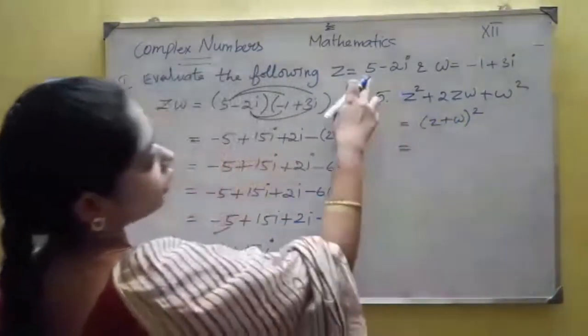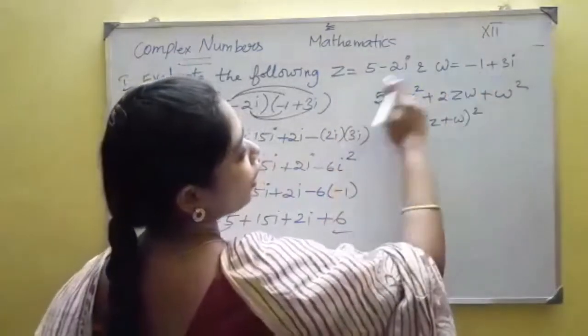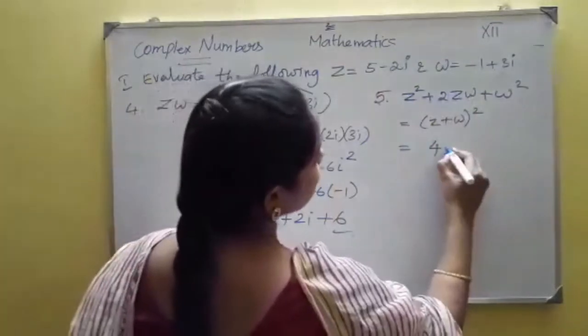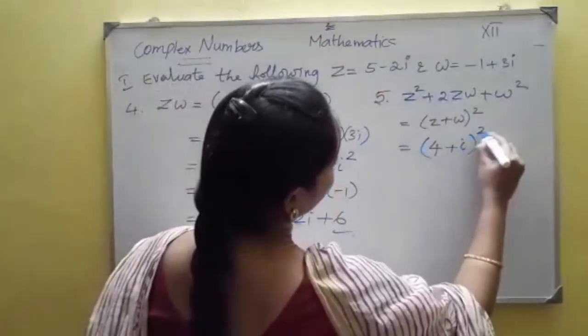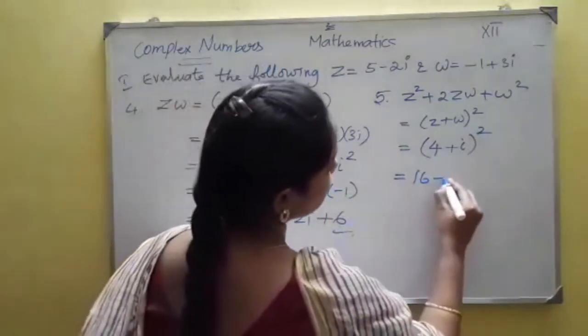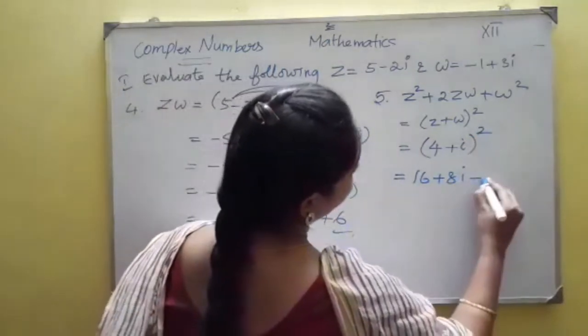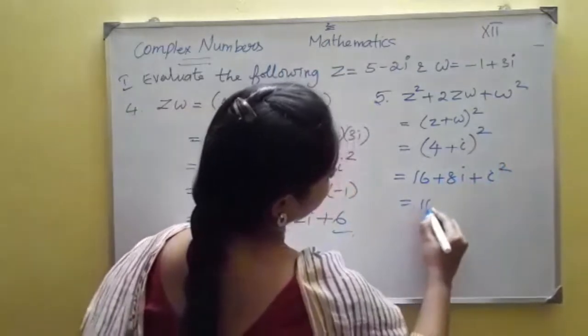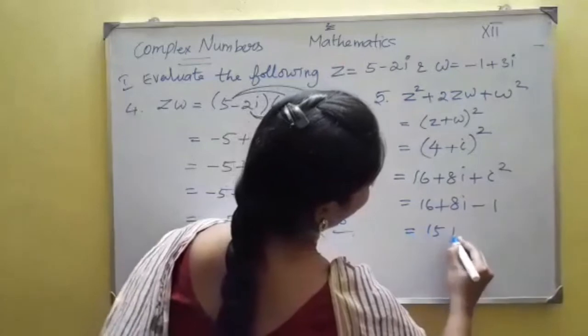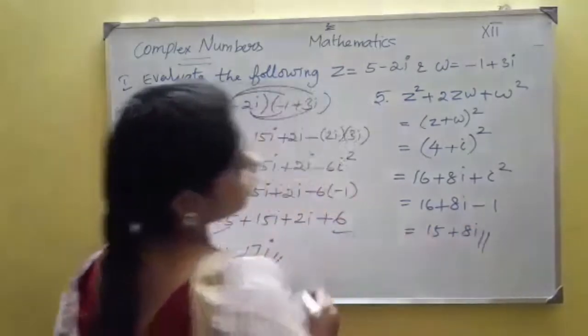What is z value? This is w value. If you add these two, 5 minus 1 is 4, and minus 2 plus 3 is 1, so 4 plus i whole square. Now you know a plus b the whole square pattern as usual, 16 plus 8i plus i square. This is actually 16 plus 8i minus 1. Now 15 plus 8i. Okay.